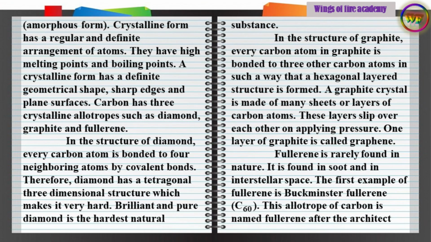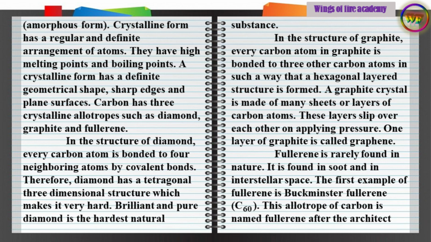Amorphous form. Crystalline form has a regular and definite arrangement of atoms. They have high melting points and boiling points. A crystalline form has a definite geometrical shape, sharp edges, and plane surfaces. Carbon has 3 crystalline allotropes such as diamond, graphite, and fullerene.